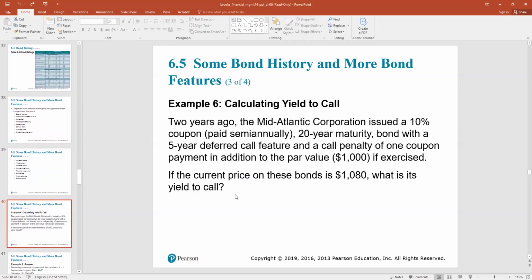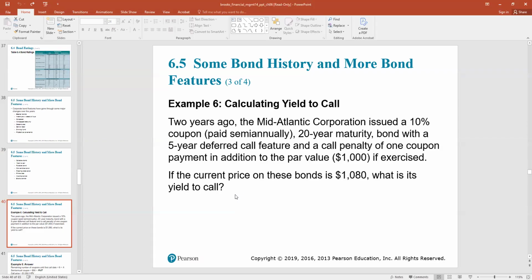Okay. Let's talk about the yield to call, when the bond is callable. 2 years ago, Mid-Atlantic Corporation issued a 10% coupon, paid semi-annually, 20-year maturity bond with a 5-year deferred call feature and a call penalty of 1 coupon payment in addition to the par value if it is exercised. If the current price on this bond is $1,080, what is its yield to call? Basically, this is a callable bond, and it will be called within the 5 years.